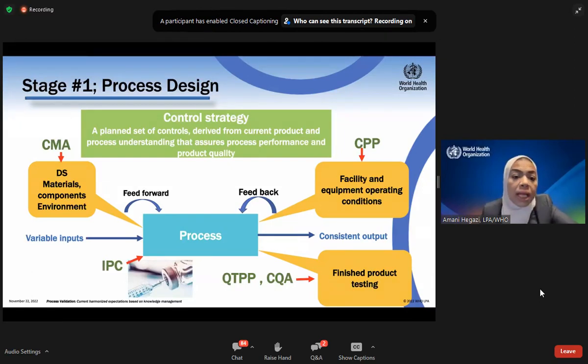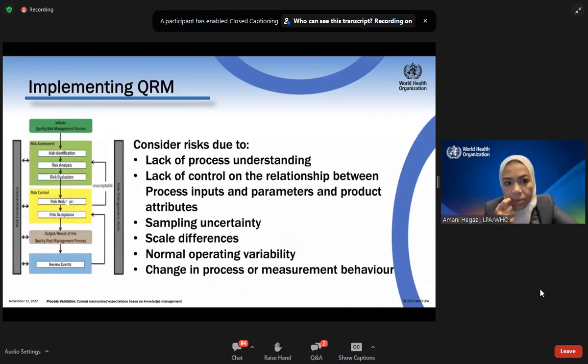And this gives knowledge management and continuous feedback, either feed forward from material variability to the process, or feedback from process parameters to the process for real-time adjustment. And as long as the main risk is the patient, it's very important to implement quality risk management principles and the quality risk management process.